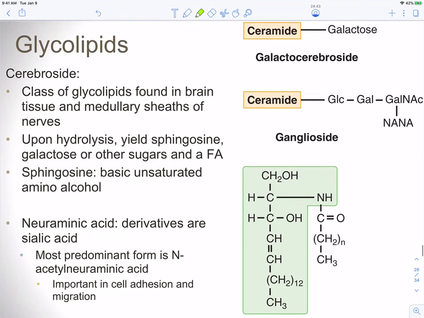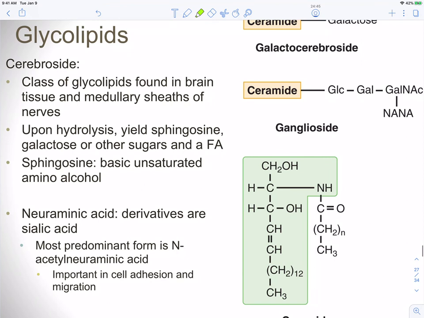Now for your cerebrosides, these are glycolipids that are important in the brain tissue as well as the medullary sheaths of nerves. They get hydrolyzed and yield sphingosine, galactose, and other sugars as well. Sphingosine is a basic unsaturated amino alcohol. Neuraminic acids are derivatives of sialic acid, and the most predominant form is, of course, N-acetylneuraminic acid, which is important for adhesion as well as migration.